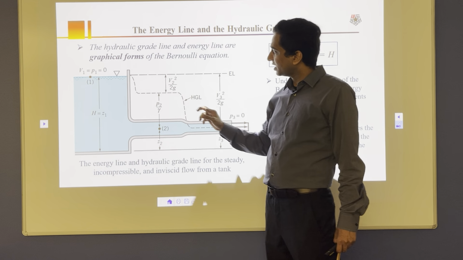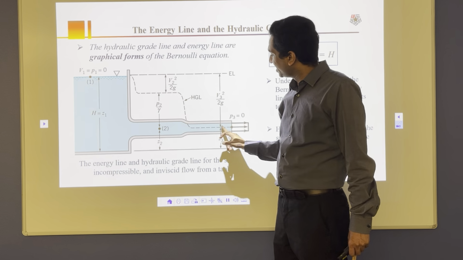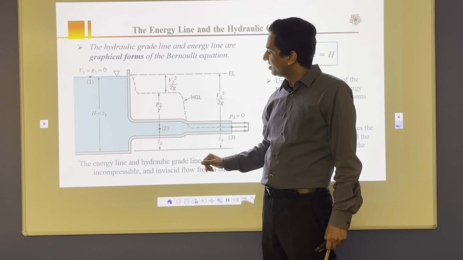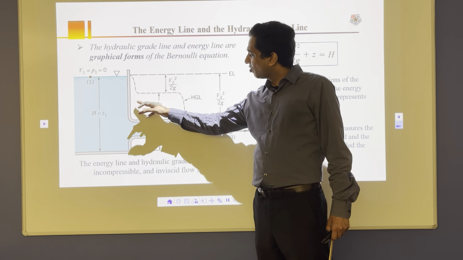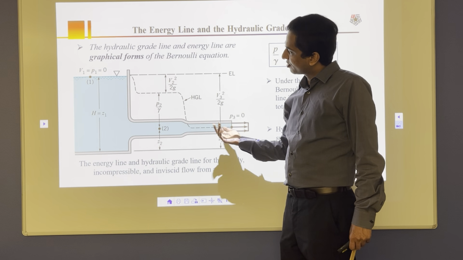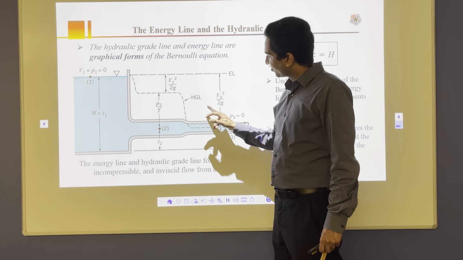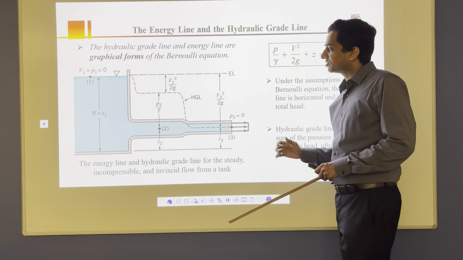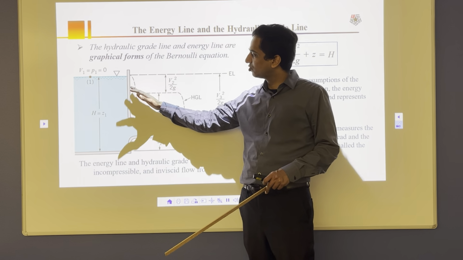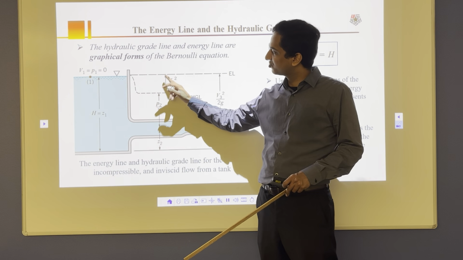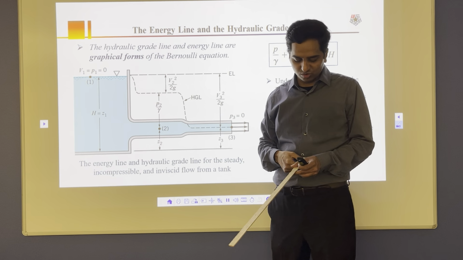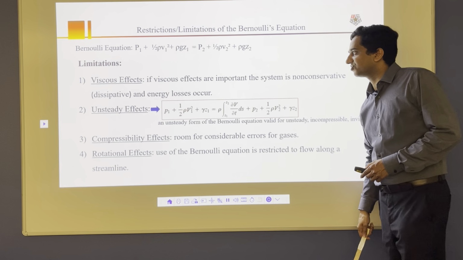Then there is another line known as hydraulic grade line. Hydraulic grade line is the sum of static pressure and your hydrostatic pressure, that is your elevation. So overall in this problem, as flow progresses, the hydraulic grade line decreases like this, but energy line stays constant, and that gives you a general idea of what's happening with the flow. In general, if I don't know the figure or geometry, if I know these two lines, I can predict overall what's happening with the flow. So that's your graphical representation for Bernoulli's equation.